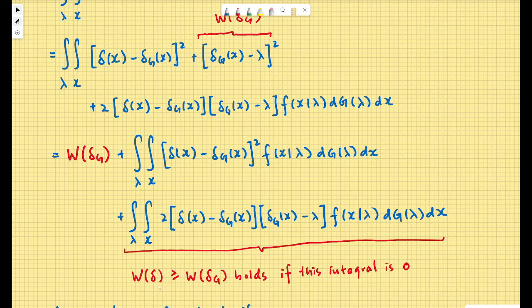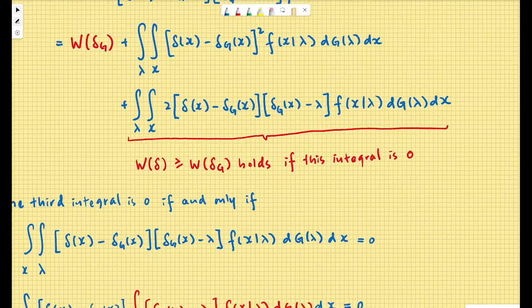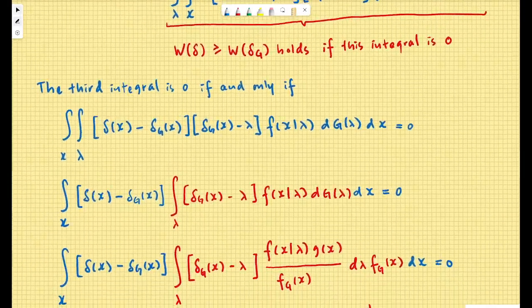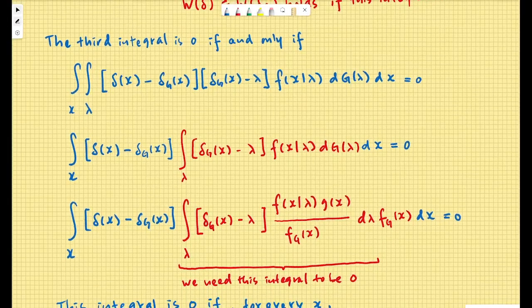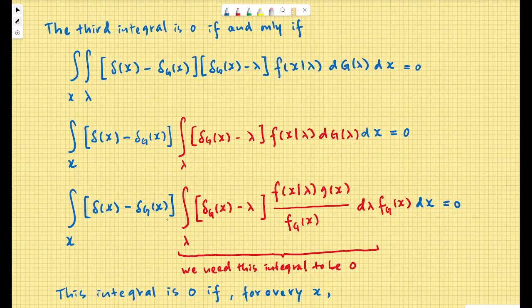Okay, so what is this inequality? Let me repeat once again. This is the inequality that by definition should hold for optimal delta G. It should be the smallest. And if this integral equals 0, then this inequality should hold. Okay, then let me use this necessary condition. I rewrite the third integral. That means the last integral here. We want it to be equal to 0, right?